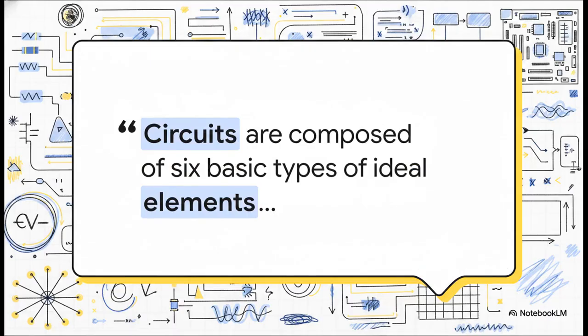When we pull back, the grand picture really starts to emerge. Circuits are composed of just 6 basic types of ideal elements, 3 passive, 3 active. And because these governing laws, Ohm's, KCL, KVL, obey strict mathematical principles, they are fundamentally linear. So the absolute key takeaway here is this. No matter how immensely complicated a modern computer motherboard or a massive city power grid looks, it is ultimately just a scalable combination of these basic elements following these perfectly linear, predictable rules.